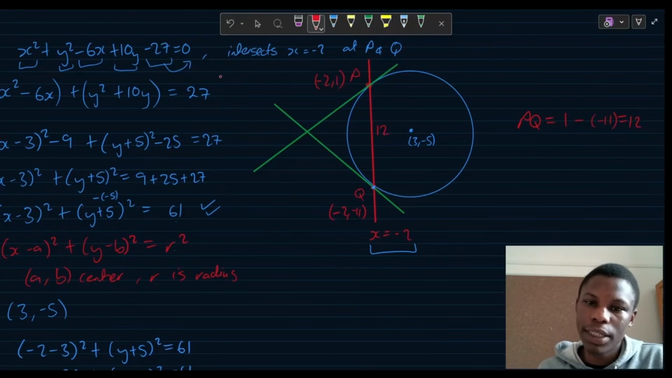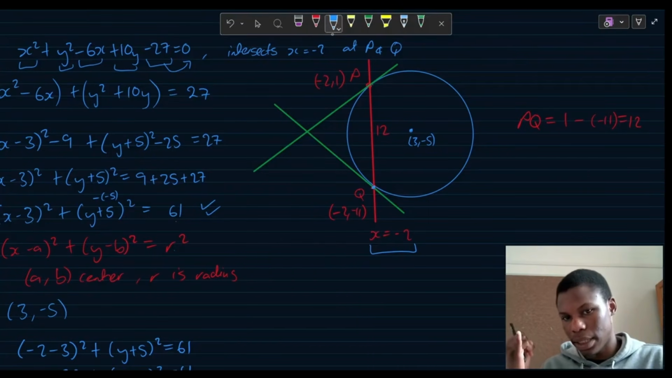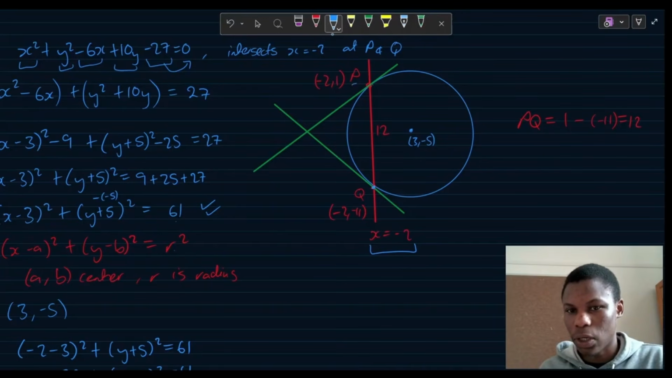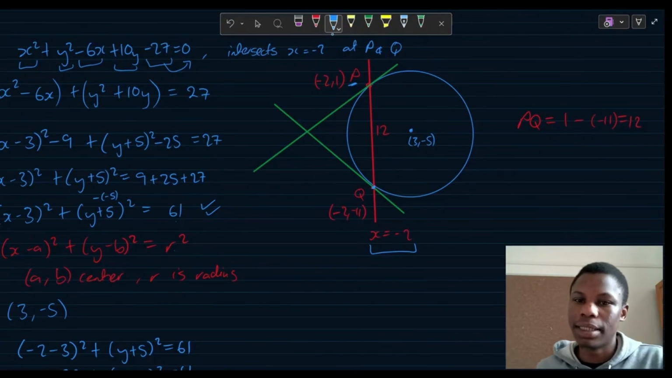So we need to find the equation of our green tangents. These are tangents to the circle, so we need the gradient as well as a point. We already have the point. If we're looking at the tangent at P, we already have the point -2, 1. But we need to know what the gradient is of our tangent. To do that, we can use the idea that the tangent is going to be perpendicular to our radius. So if I can find the gradient of the radius, then I can deduce the gradient of our tangent.